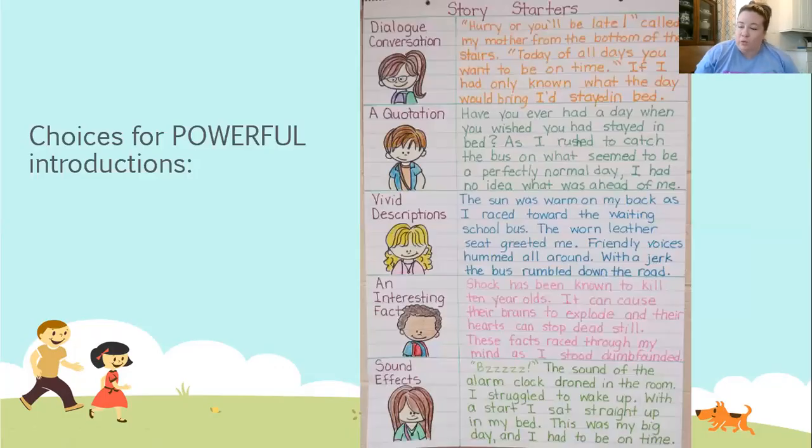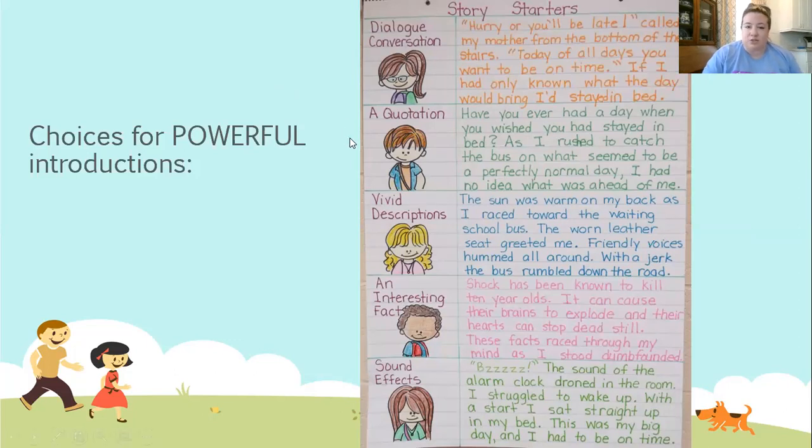All right. So when we're thinking about writing powerful introductions, here are some examples for choices that you can make for something that would be a really powerful introduction. The first story starter choice that you could choose to write is a dialogue or a conversation. Dialogue just means two characters talking back and forth. This example says, "Hurry or you'll be late," called my mother from the bottom of the stairs. So this person chose to start by writing the mom talking to her. That's why it would be a dialogue story starter.